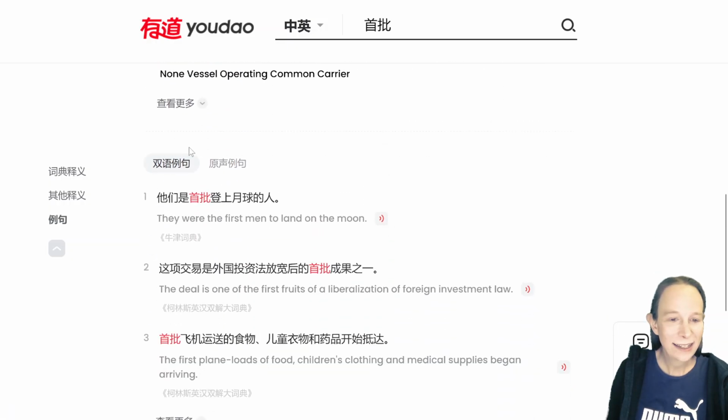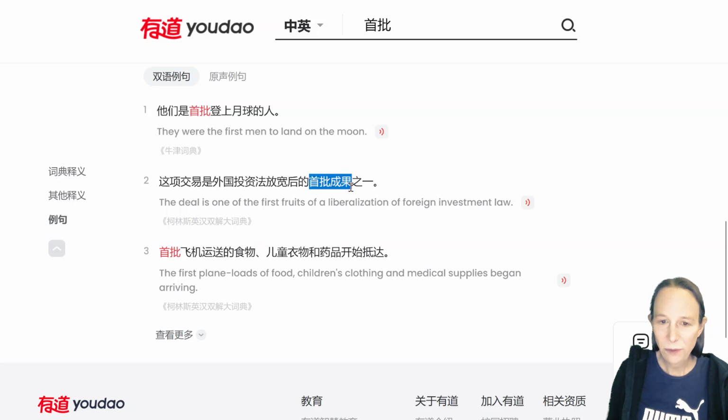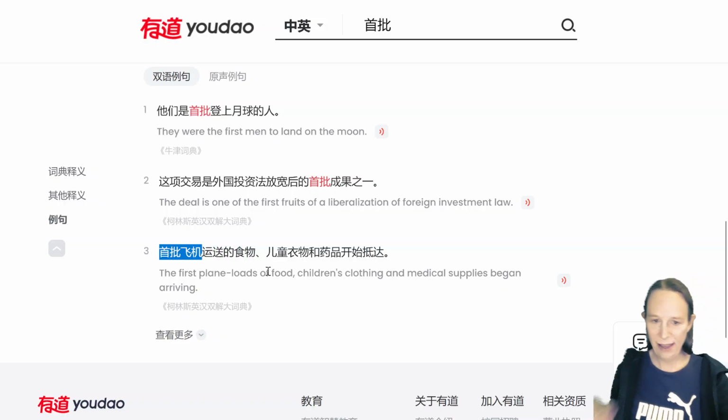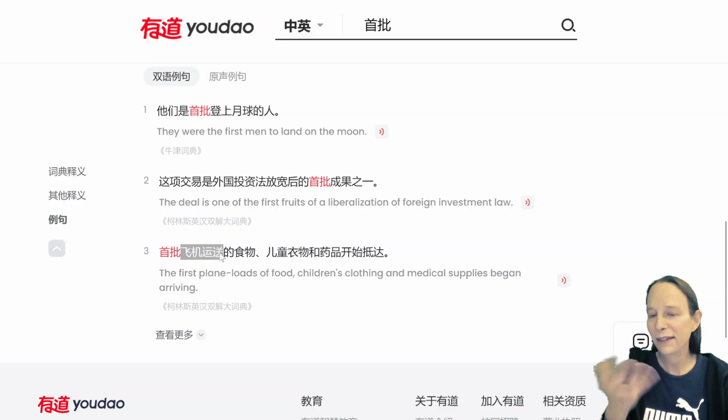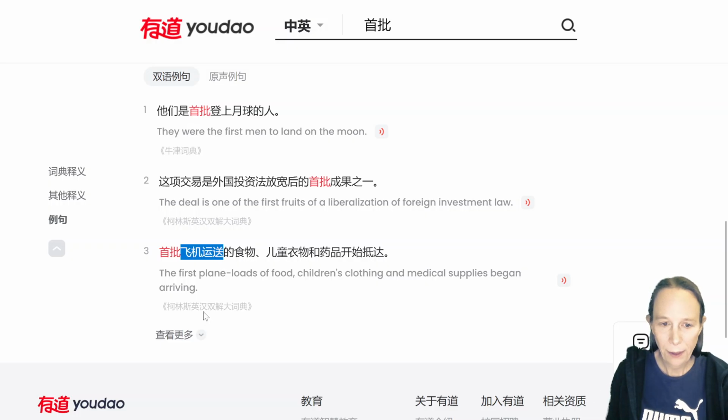Yeah, 他们是首批登上月球的人. Okay, so here it's used figuratively. They're the first batch of humans to land on the moon. 首批成果, the initial results, first fruits. 首批食物, the first batch of food. 飞机运送的食物, the first batch of food that is flown in by aircraft. All right. I don't think there's much else.